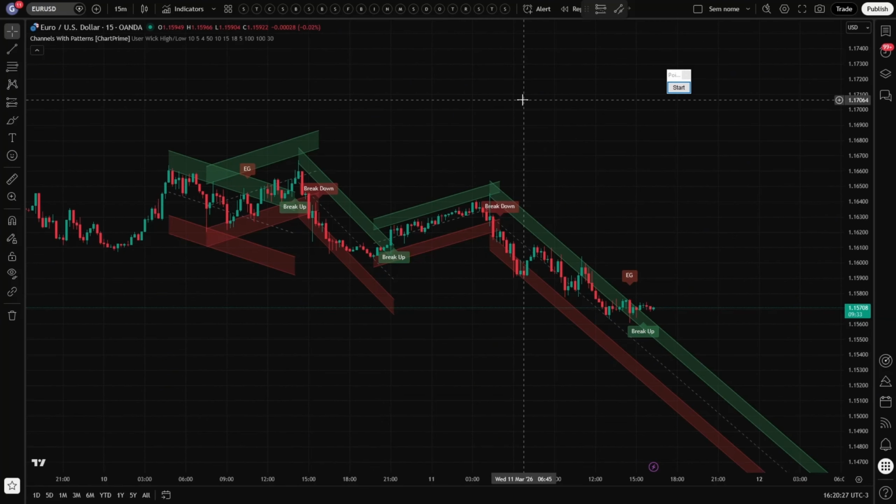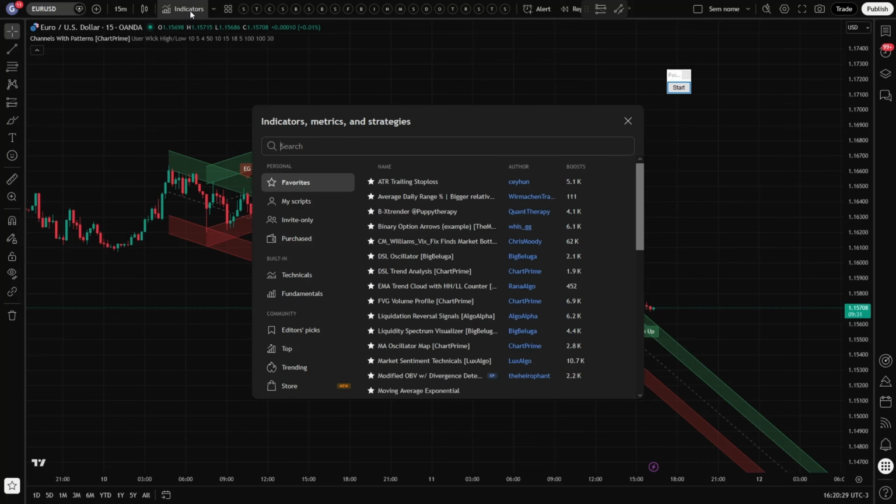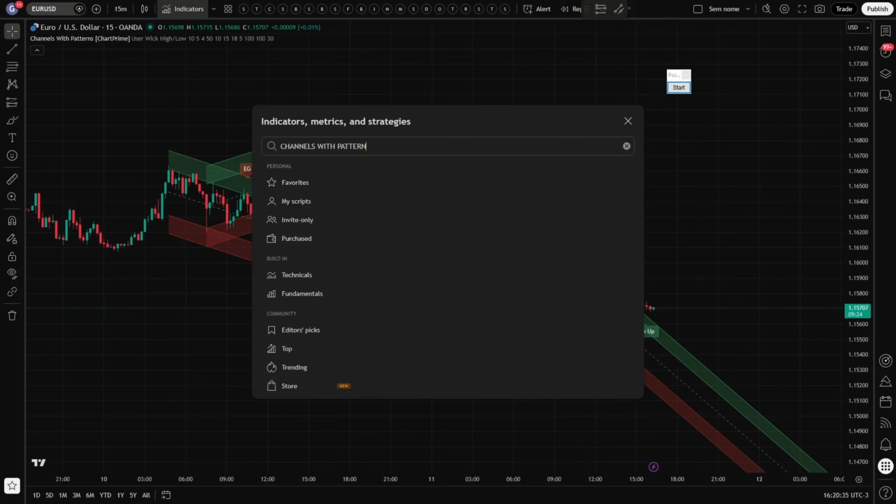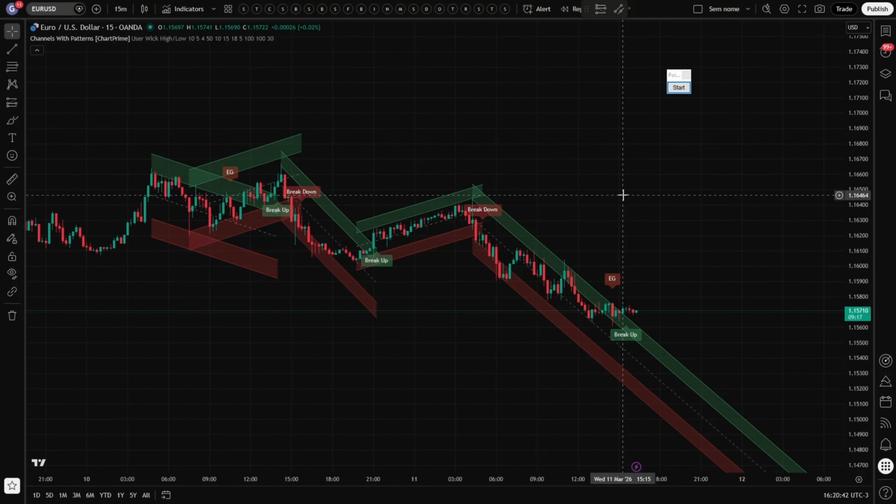So how exactly do we go about adding this indicator to our chart? We need to navigate to indicators and then search for channels with patterns. Exactly as I've written, it's this ChartPrime option right here. Just give it a click and it will show up on your chart just like it's displayed on mine.